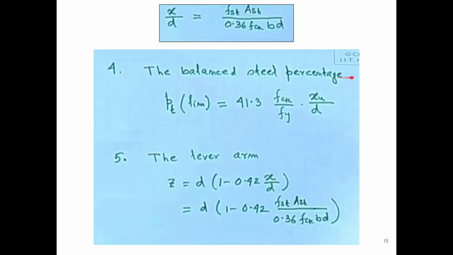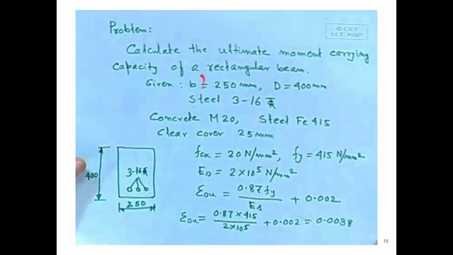So the balanced steel percentage, PT limit, is equal to 41.3 into FCK by Fy into XU by D. These are standard formulas, and the lever arm, as you saw, is calculated by Z equal to D into 1 minus 0.42 into X by D, which becomes like this. These are the formulas and derivations for singly reinforced sections which we discussed last class. This was just a brief revision. Now let us solve problems.